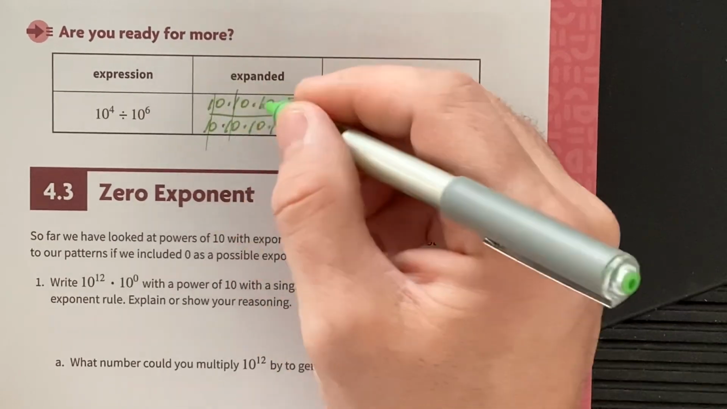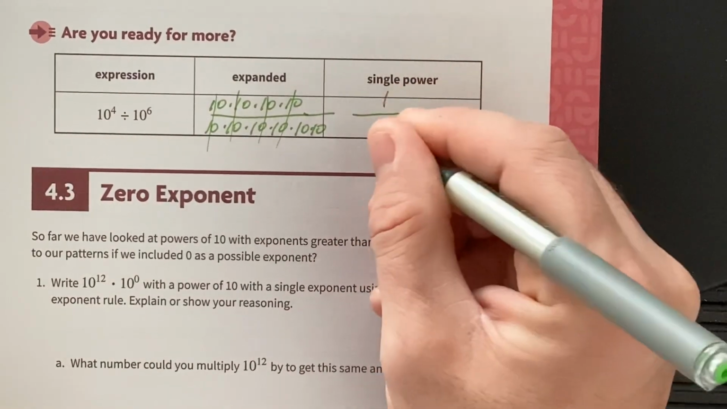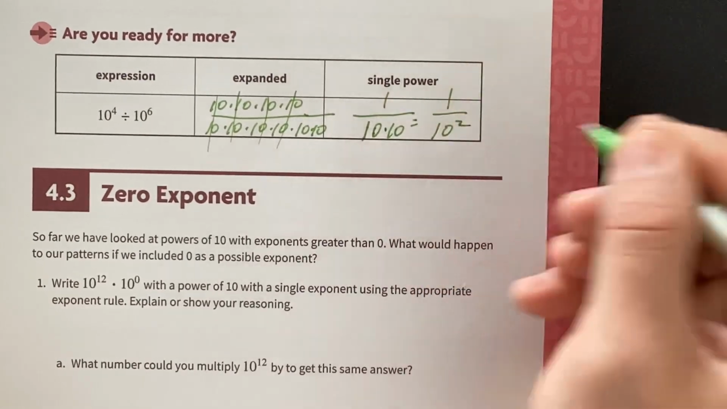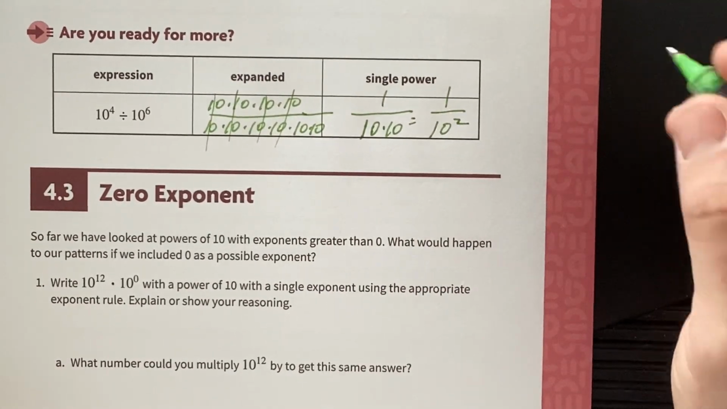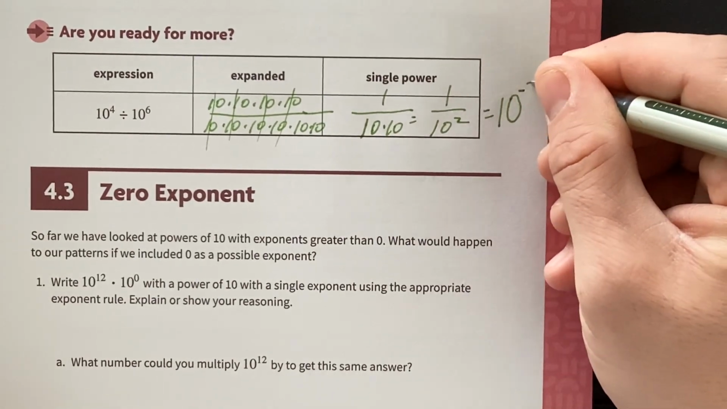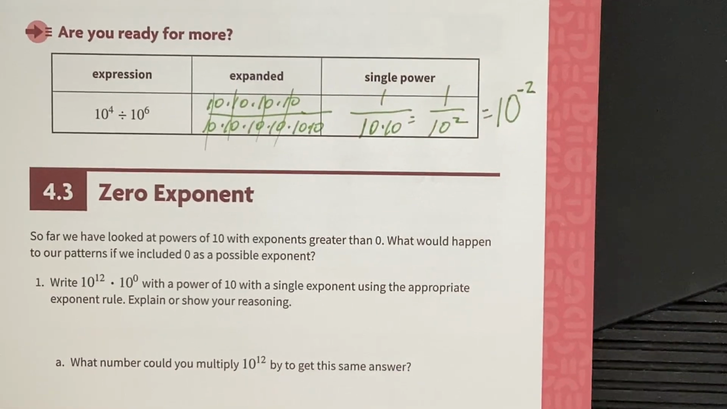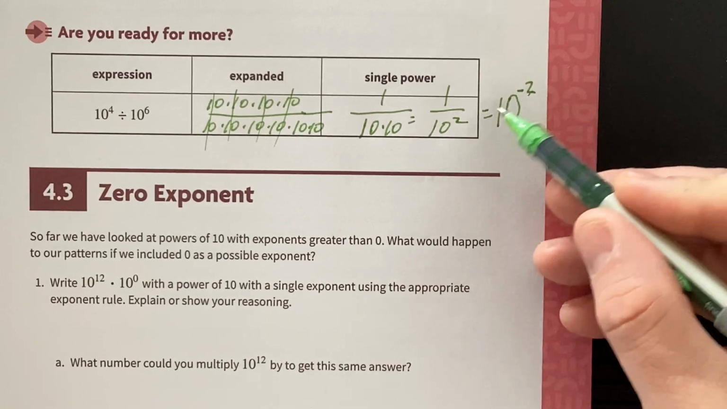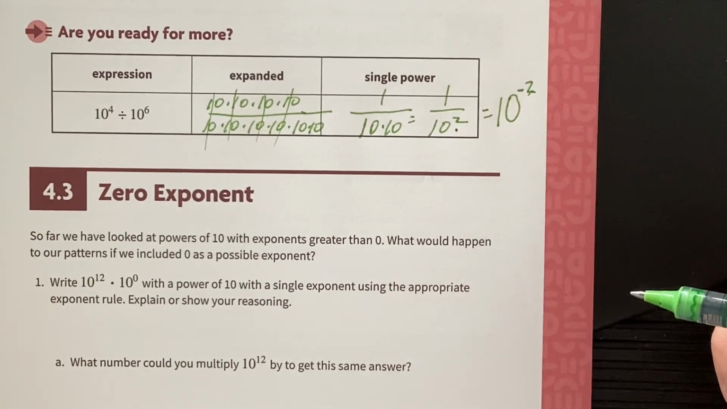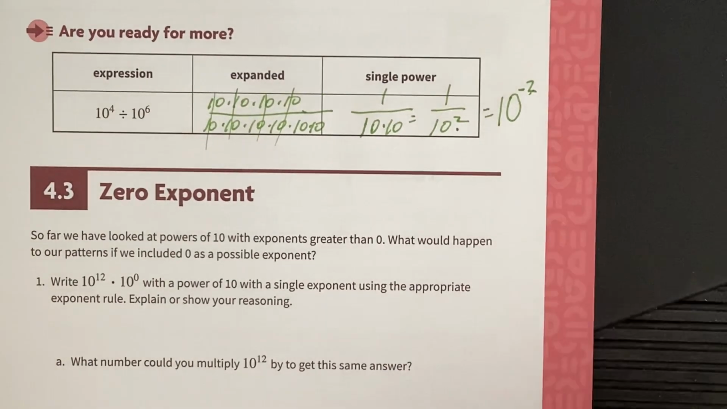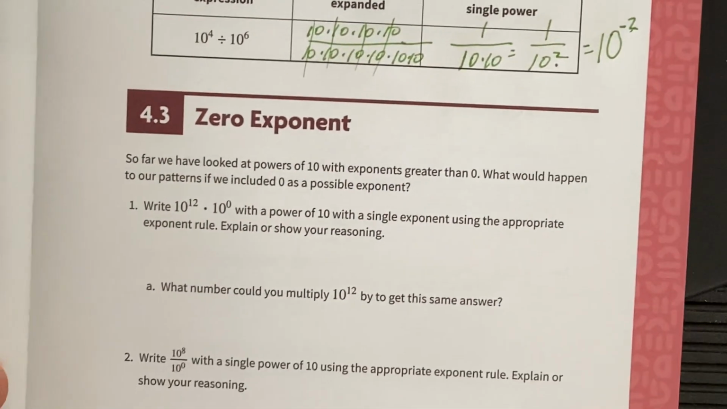So the top is completely canceled out. I got 2 extra tens on the bottom, so it's 1 over 10 squared. And now we haven't talked about this, but that actually can be written as a negative exponent as well. Negative exponent doesn't mean your answer is negative, it just means it's in the denominator. We're getting to that in the future. It's just kind of a teaser, if you will.